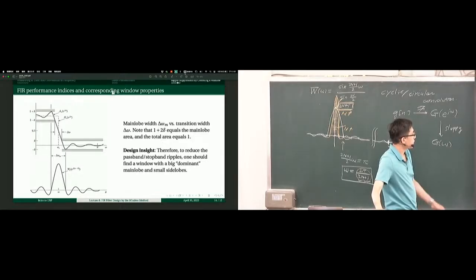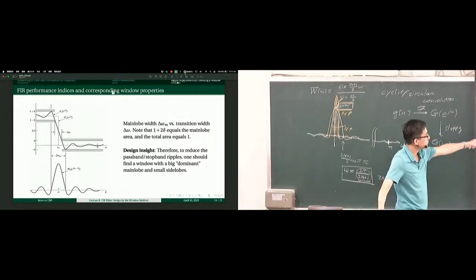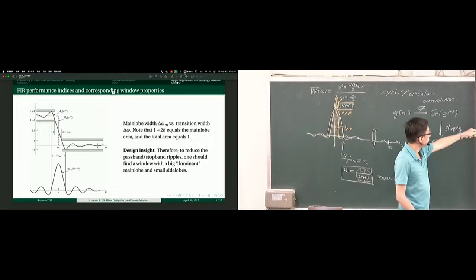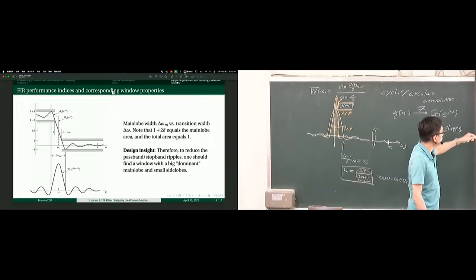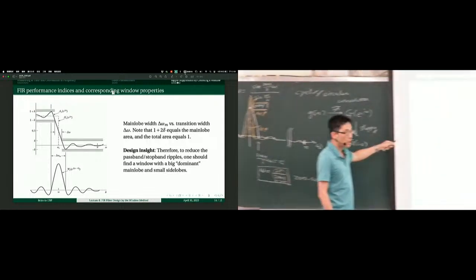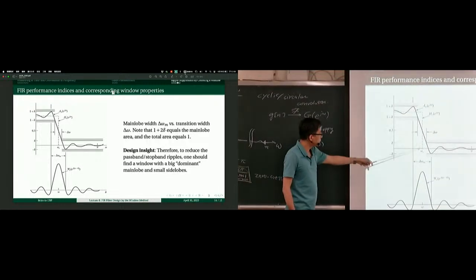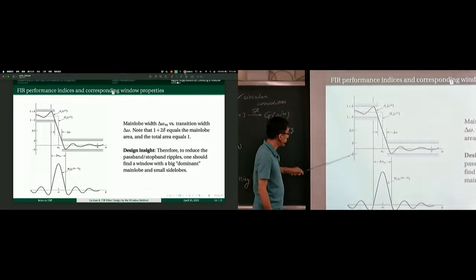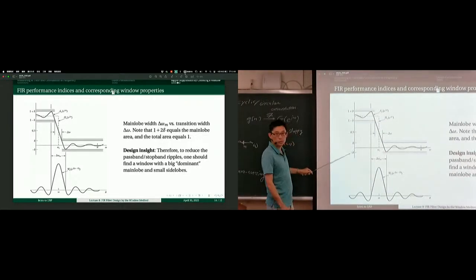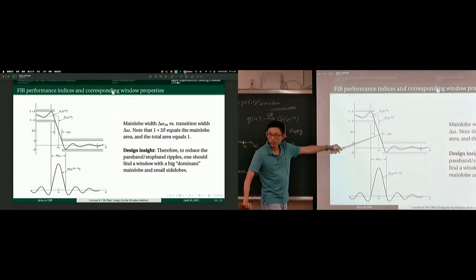Turns out that whenever we use a window to design a low-pass filter, and we talk about the frequency response, the peak ripple is denoted by 1 plus delta. And the most negative response, because of symmetry, should be minus delta. And in the middle, we have exactly 1/2, no matter which window we use.